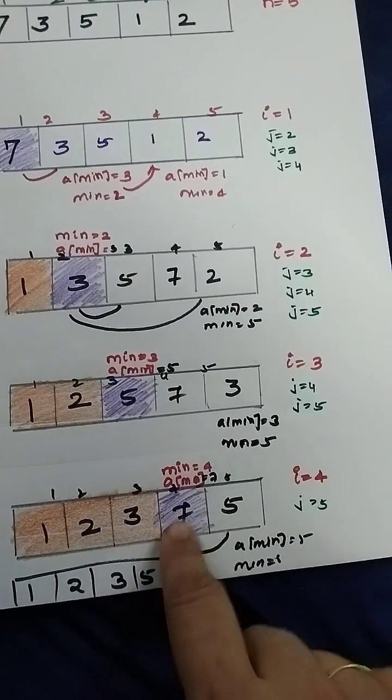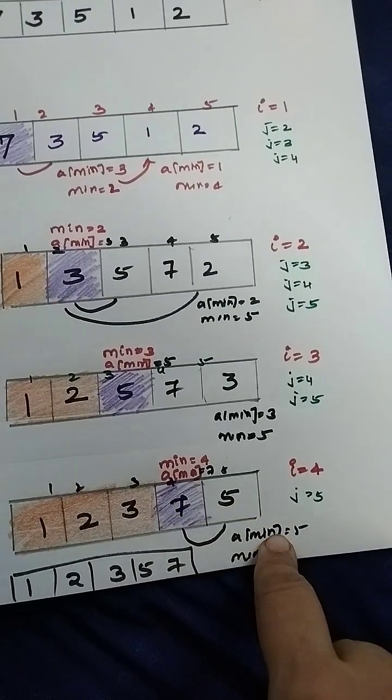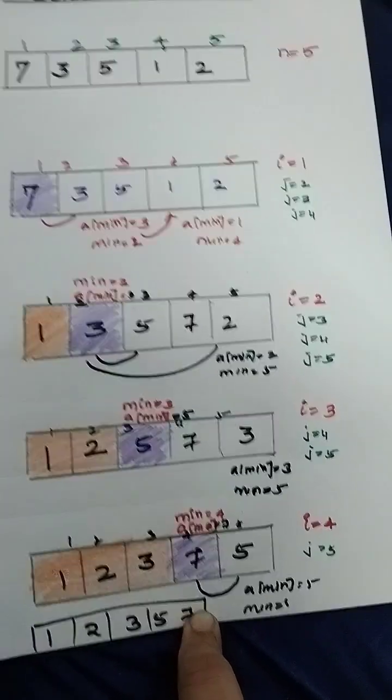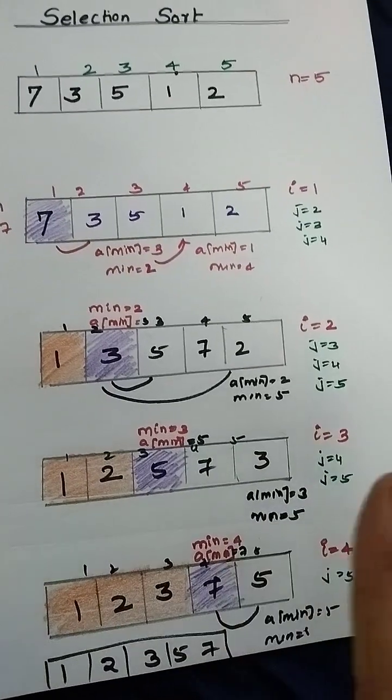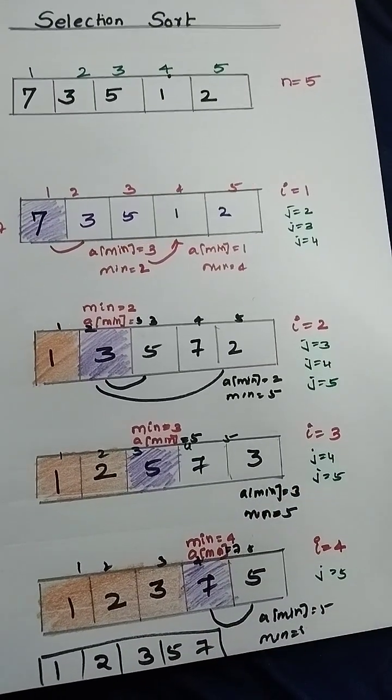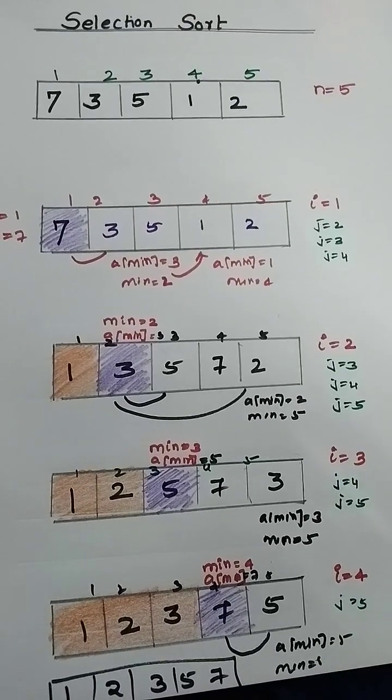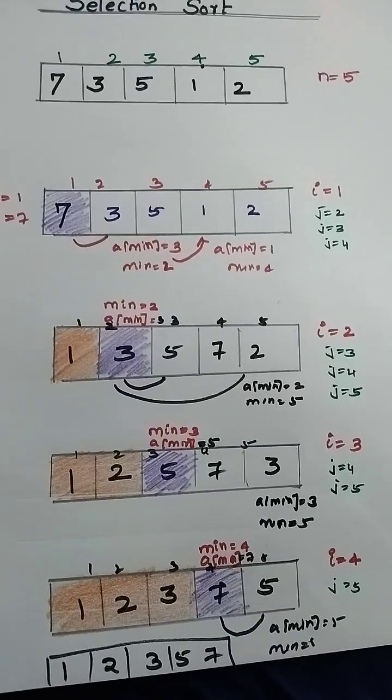Now the fourth element is compared with the rest of the elements. The fourth element is 7, 7 is compared with 5, minimum is 5, and 5 is swapped with this element. Okay, here you can see that a minimum element is every time swapped with the first element, second element, third element, fourth element and fifth element. I hope you understood the selection sort.